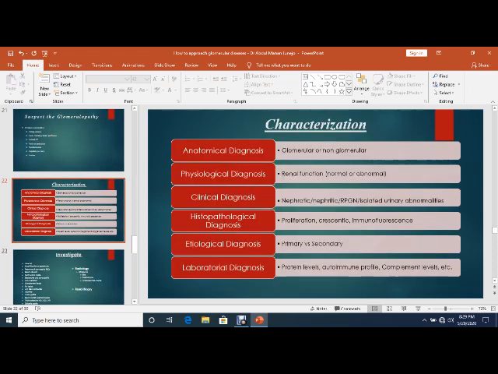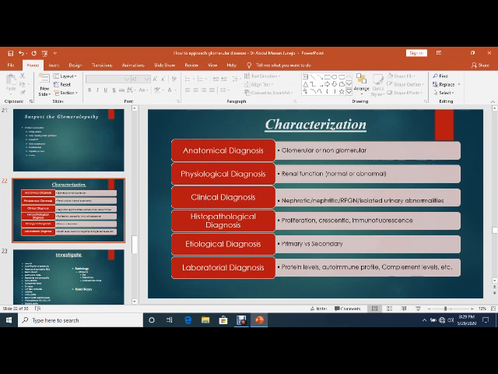As far as characterization of glomerular disease, it is divided into anatomical, glomerular or non-glomerular; physiological, where we should check the renal function; clinical diagnosis, whether it is nephrotic or nephritic. Then histopathological diagnosis by doing the renal biopsy: proliferation, crescentic, immunofluorescence.